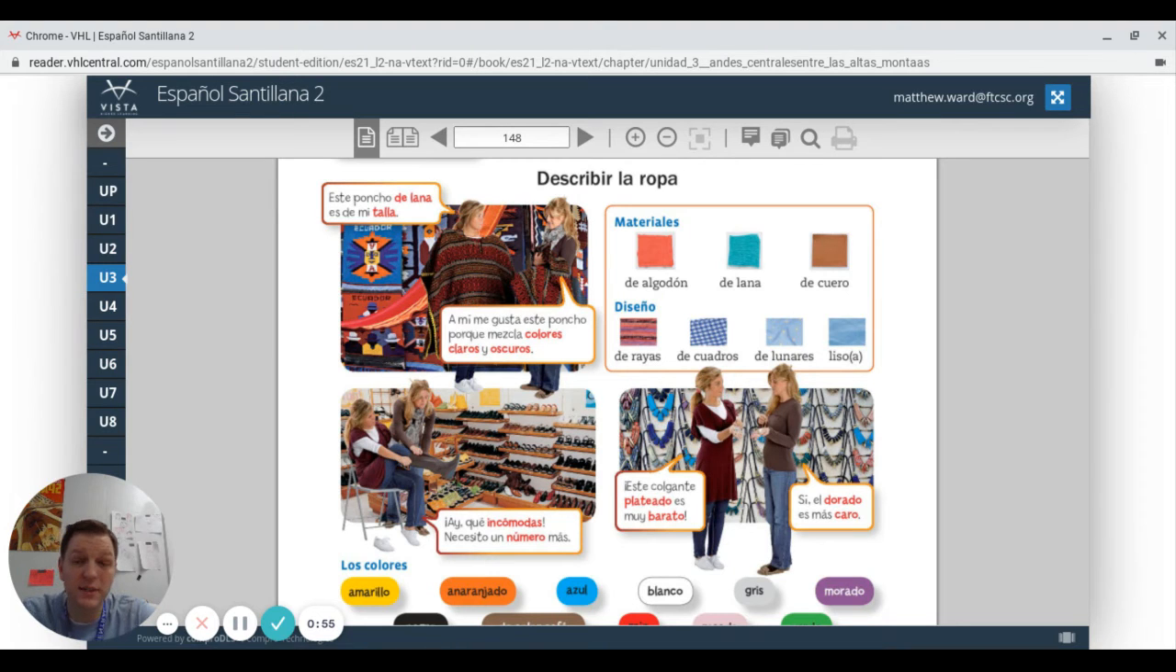And the question for that one becomes ¿Qué talla llevas? What size do you wear? Remember, llevar is to wear. Super important verb when we're talking about la ropa. So, take a look, chicos y chicas.